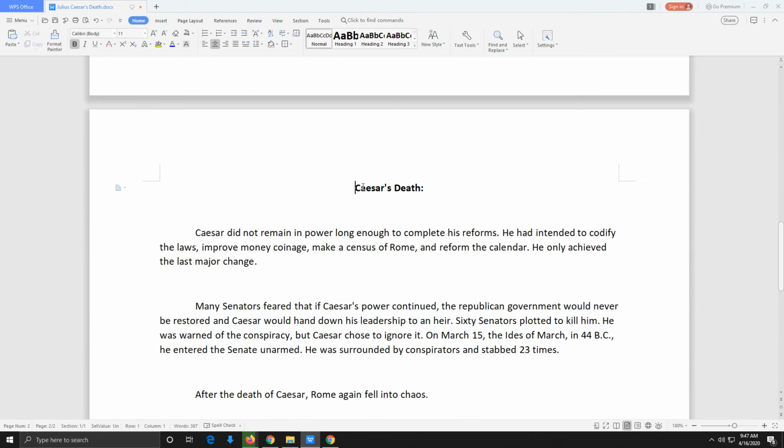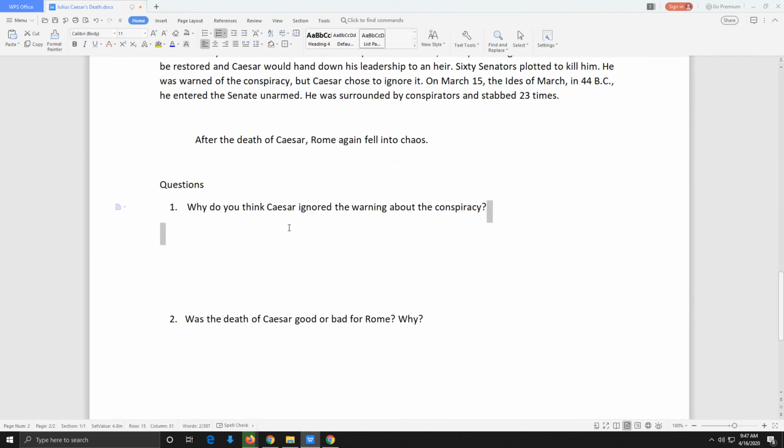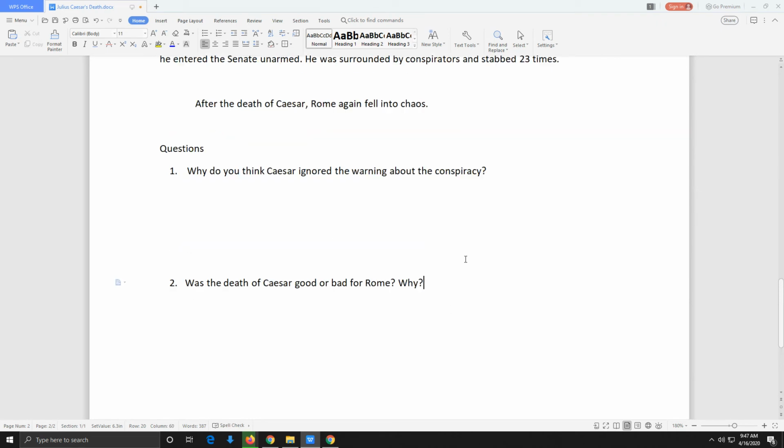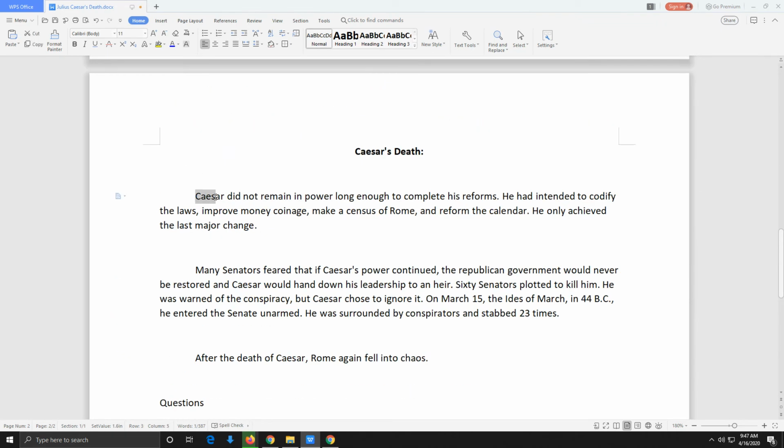All right, second page, Caesar's death. Number 1, why do you think Caesar ignored the warnings about the conspiracy? And 2, was the death of Caesar good or bad for Rome? Why? Caesar's death. Caesar did not remain in power long enough to complete his reforms. He had intended to codify the laws, improve money coinage, make a census of Rome, and reform the calendar. He only achieved the last major change.